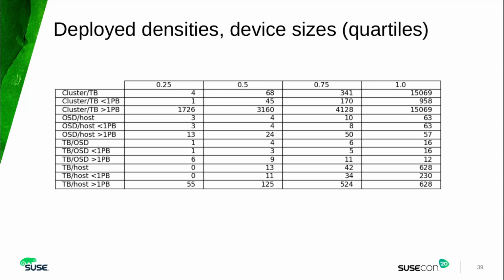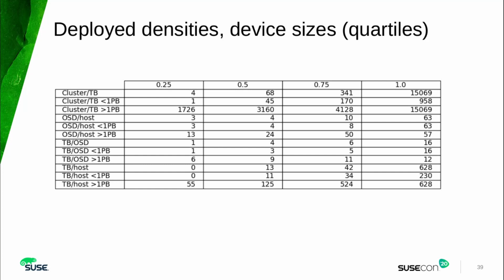We can also look at the device choices in the dataset for small clusters versus large clusters, so the terabytes per OSD. Here, for example, we can tell that clusters below 1 petabyte actually have hard drives that are 16 terabytes in capacity. Clusters above 1 petabyte don't. Why? Because 16 terabyte drives, while out there, are not the most cost-effective ones yet.